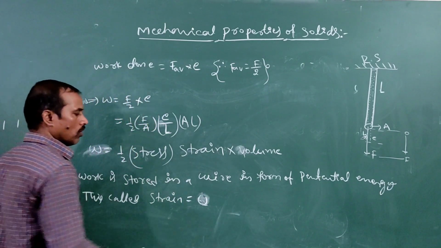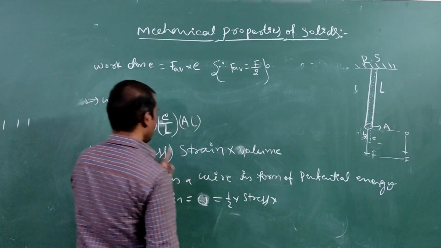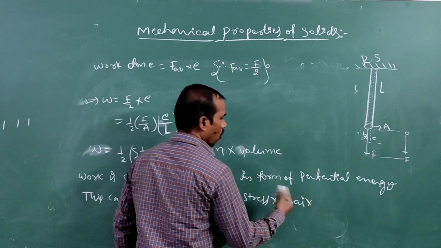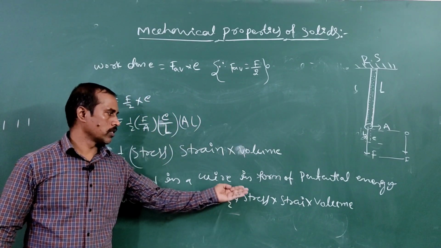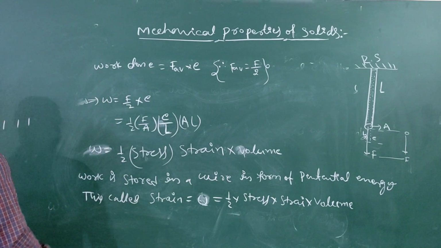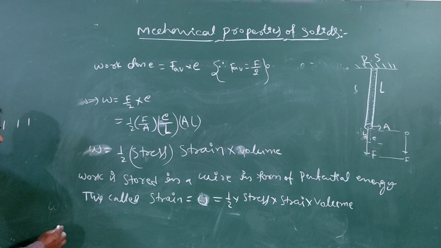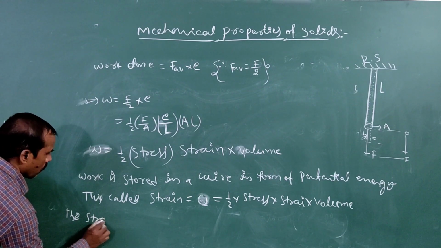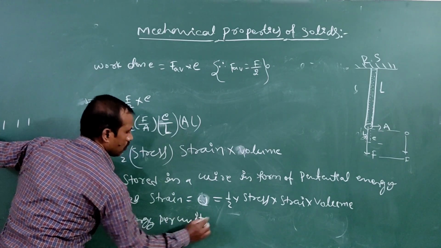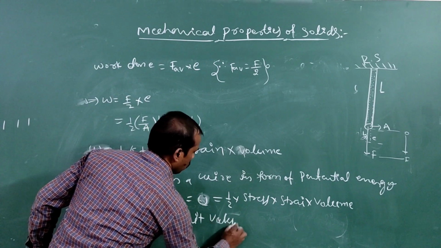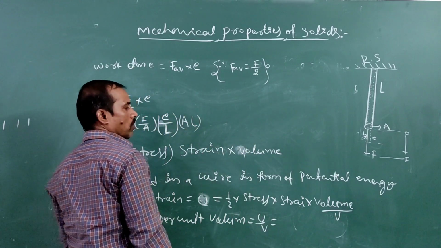The strain energy U is equal to 1/2 into stress into strain into volume. This is the strain energy: half into stress into strain into volume. Now the strain energy per unit volume is equal to U by V, where V means the volume of the wire.